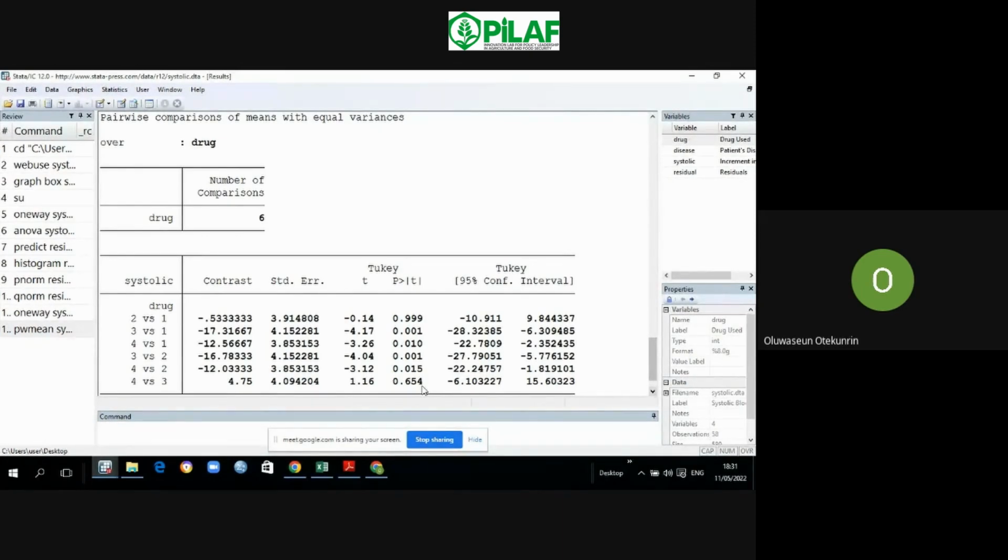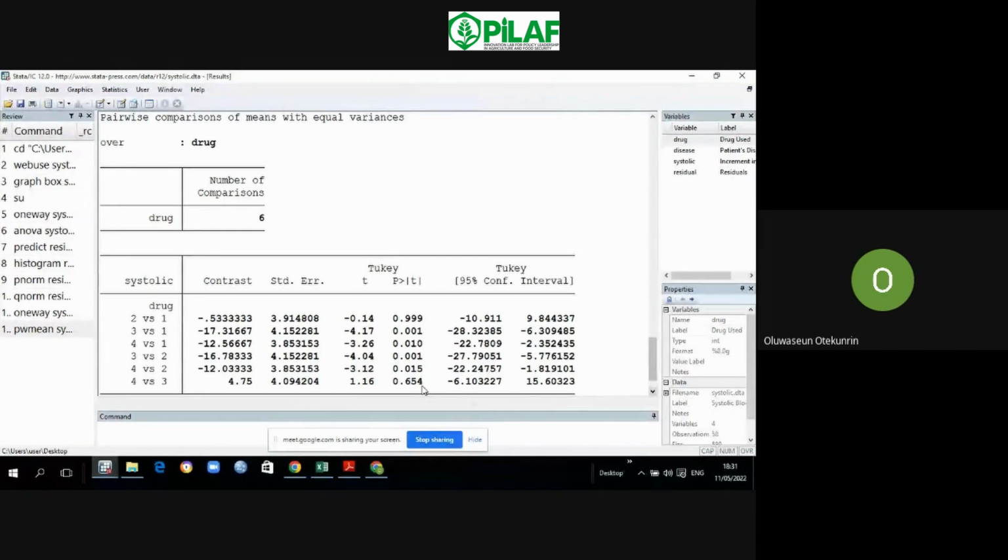But what we have done, the drugs actually contributed to increments in systolic blood pressure, and we wanted to know which of those drugs. So that led us to multiple comparison procedures. From these results, can we say that it is these ones that are significant that have contributed to an increase in systolic blood pressure?